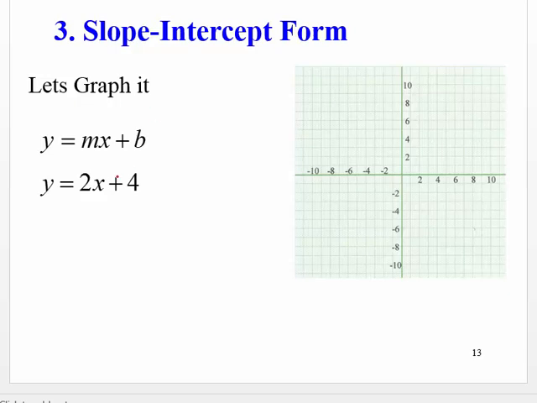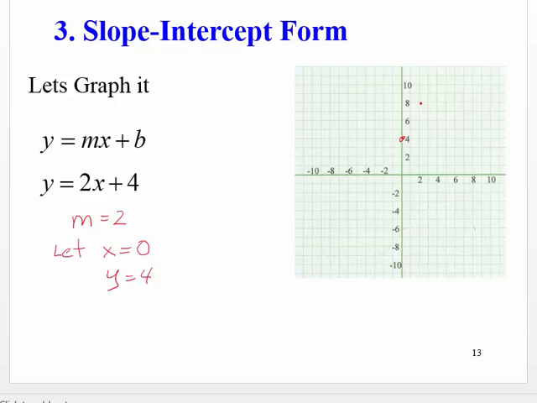So let's graph this line. Well, we have a slope of m is equal to 2 and a y-intercept, right? If we let x be equal to 0, then y is equal to 4, and that's our y-intercept. So from there, we can use our slope. We go over 1, up 2.